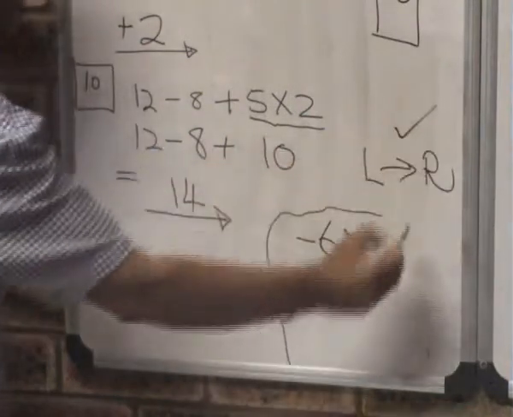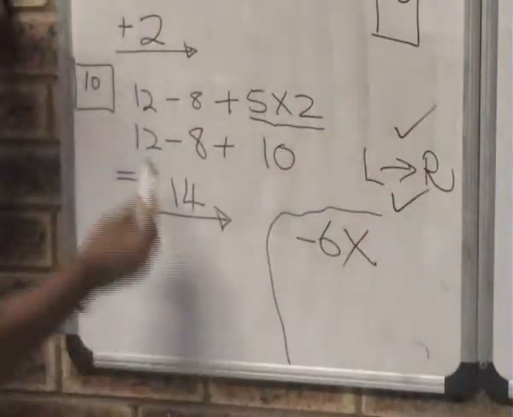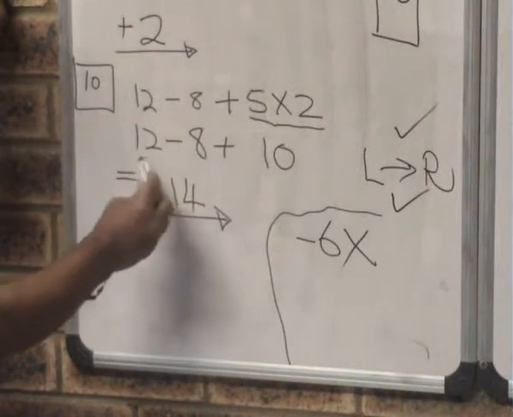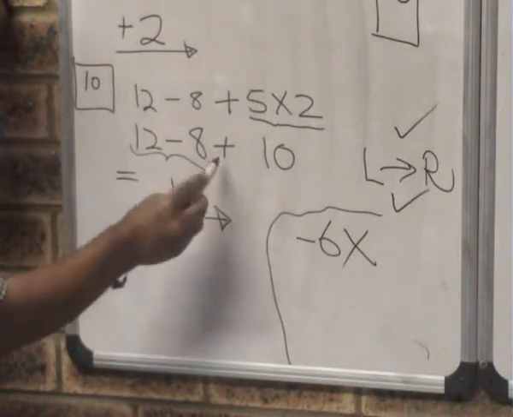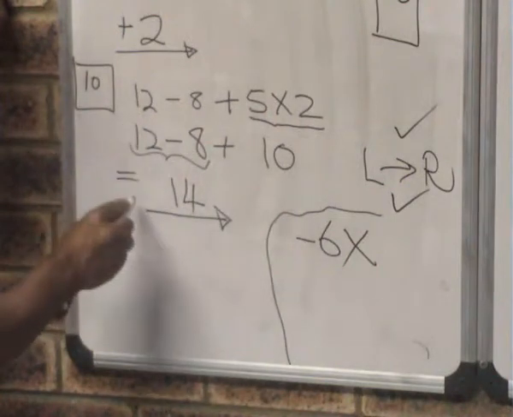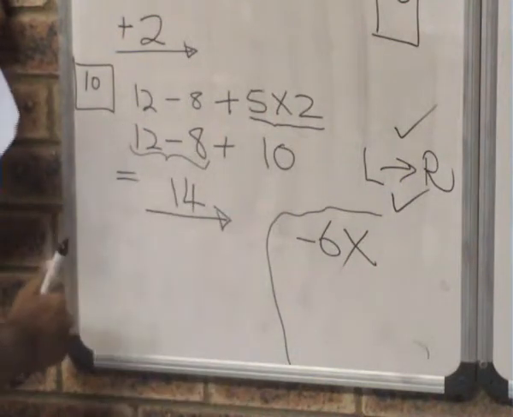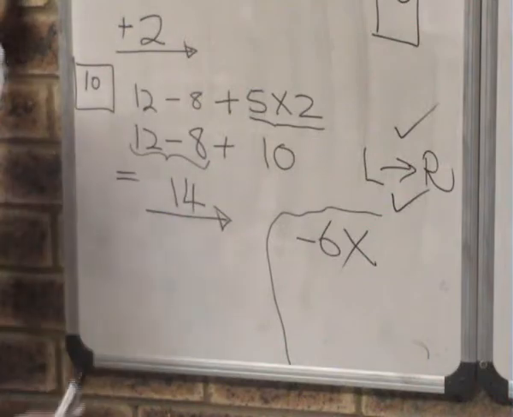Always follow this rule of go left to right. 12 minus 8 gives you 4. 4 plus 10 gives you 14. And you'll have no problems. Okay.